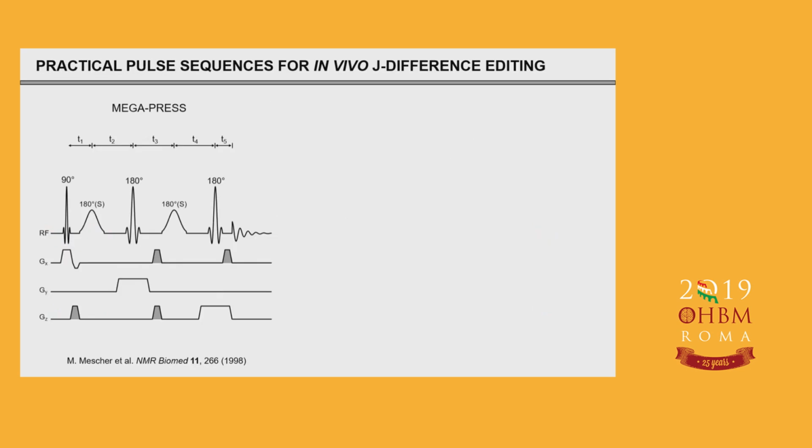Practically it's a little bit more complicated because you need to add spatial localization. So this is the most well-known sequence, the so-called MEGA-PRESS. The localization is of course achieved by PRESS. The 90, 180, 180, those are the voxel localization pulses. And then the two shaped 180-degree S pulses are the ones that are turned on and off to achieve the editing. And of course, in addition, you're going to have water suppression in front of this sequence.